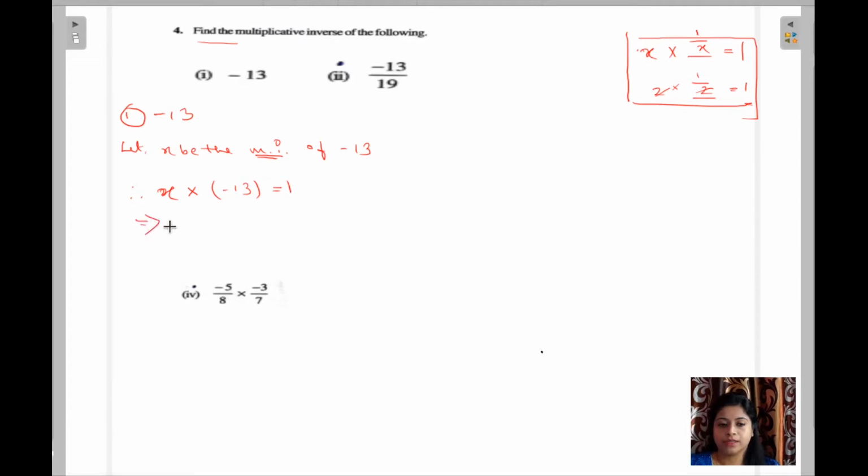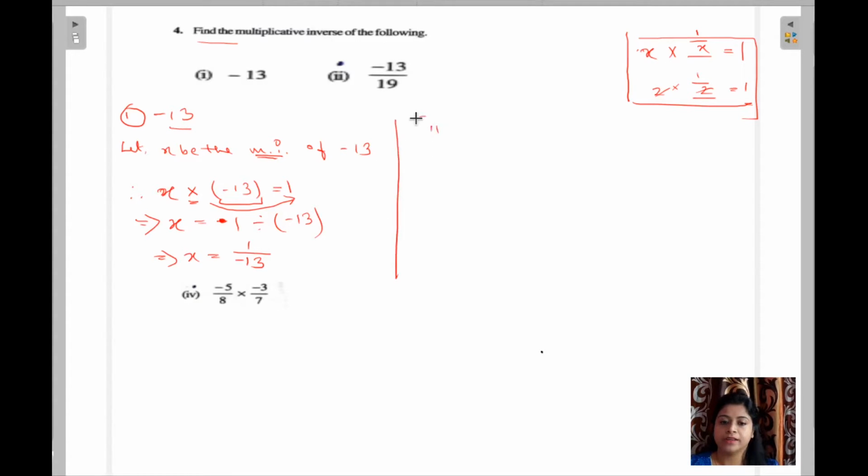So this implies, now we have to take out the value of x. This is multiplication, so we will take this to the right side of the equal sign. So it will become division. 1 divided by minus 13, or simply we can write it as 1 by minus 13. That means the value of x is 1 by minus 13. That means 1 by minus 13 is the multiplicative inverse of minus 13.